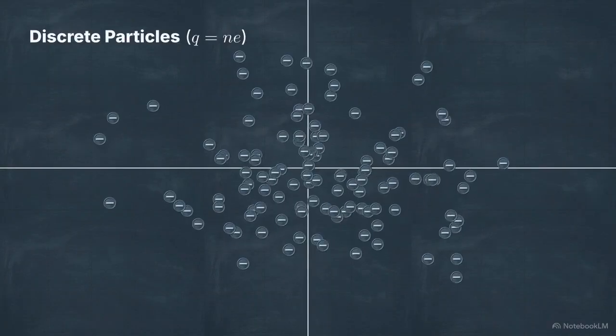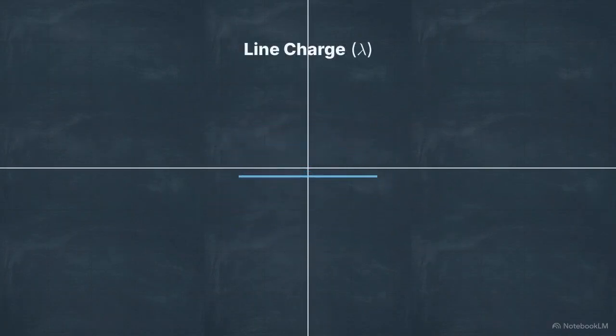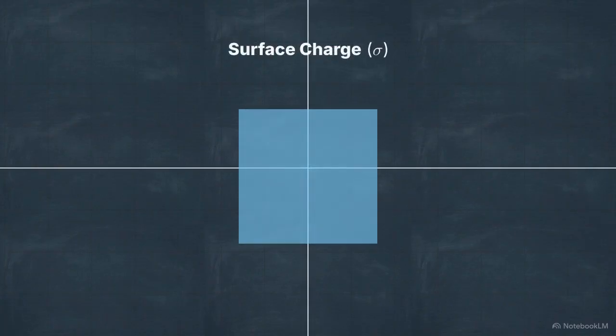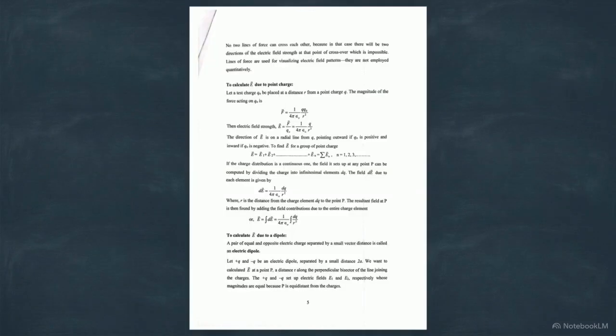To solve this, physics abstracts these individual particles into continuous charge distributions, treating the electricity as if it were smoothly spread across a line, a surface, or a volume. We use calculus to divide the continuous object into infinitesimally small theoretical point charges, labeled here as dq.